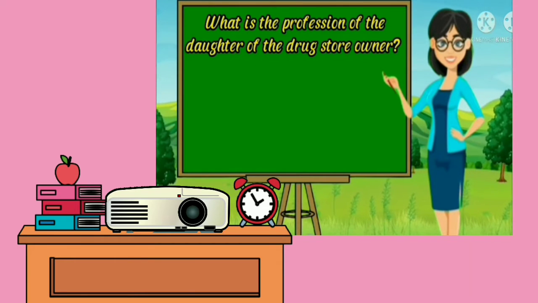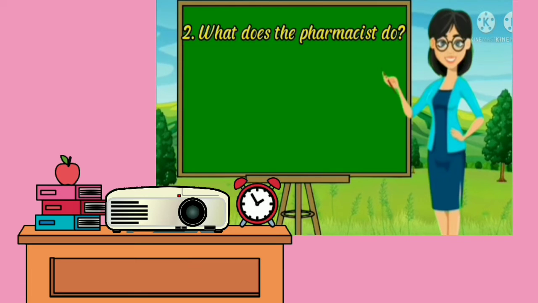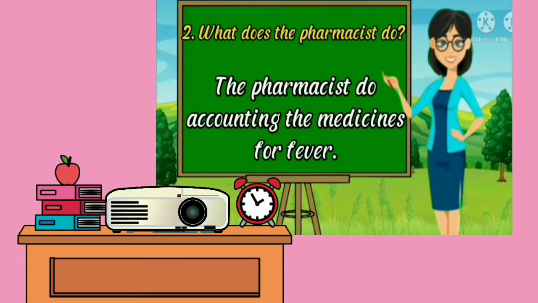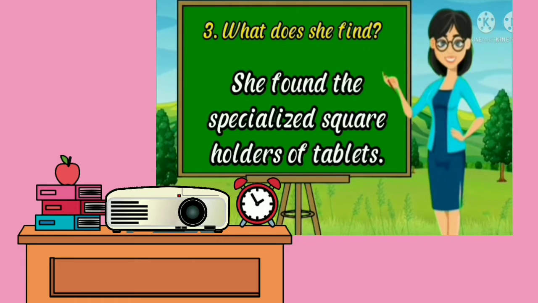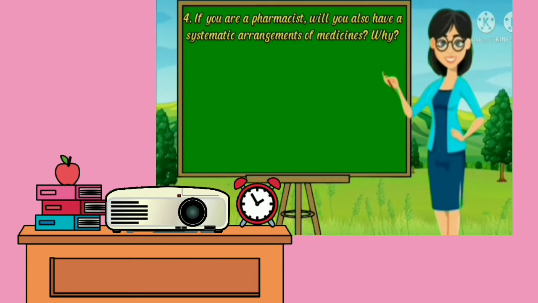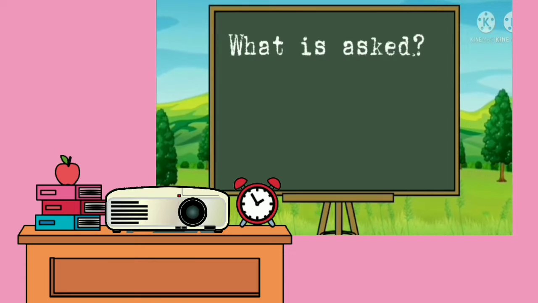What is the profession of the daughter of the drugstore owner? Yes, she is a pharmacist. Now, number 2, what does the pharmacist do? All right, the pharmacist accounts the medicines for fever. Number 3, what does she find? Well, she found the specialized square holders of tablets. And number 4, if you were the pharmacist, will you also have a systematic arrangement of your medicines? Why? Yes, of course, because it is important that the medicines will be organized so I can recognize what specific medicine is placed.